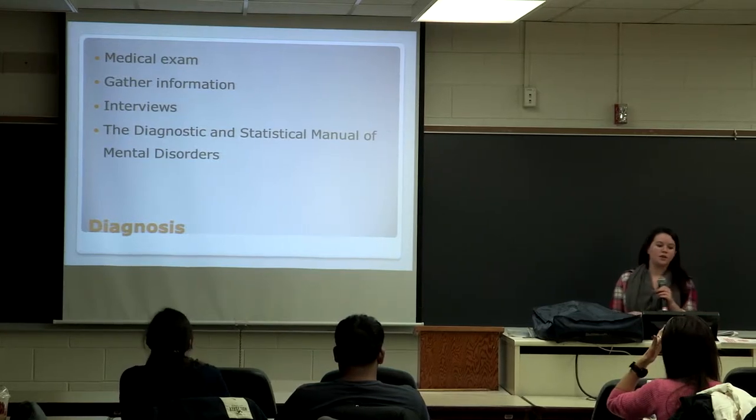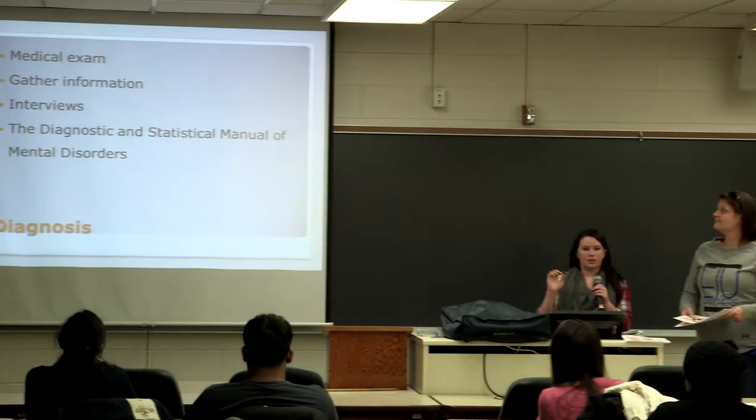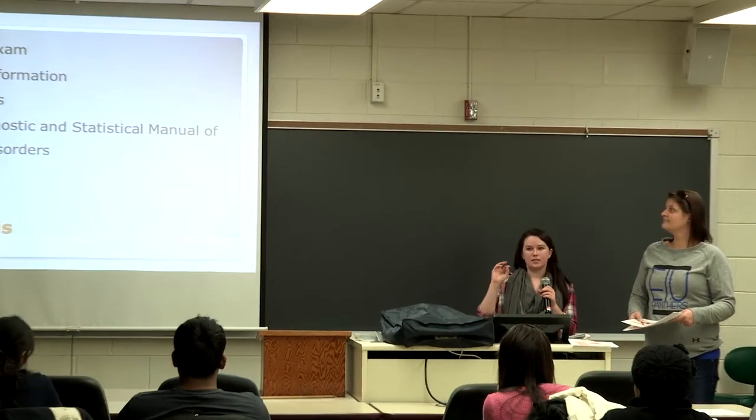From there, they can do interviews with coaches, teachers, and family members to try and get more information on the child. Then they'll go to the Diagnostic and Statistical Manual of Mental Disorders, and the child has to score at least 6 items in 2 different categories in order to be diagnosed with ADHD.